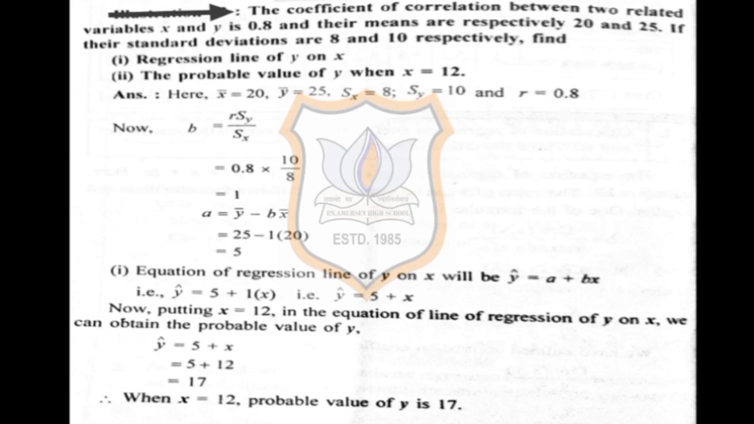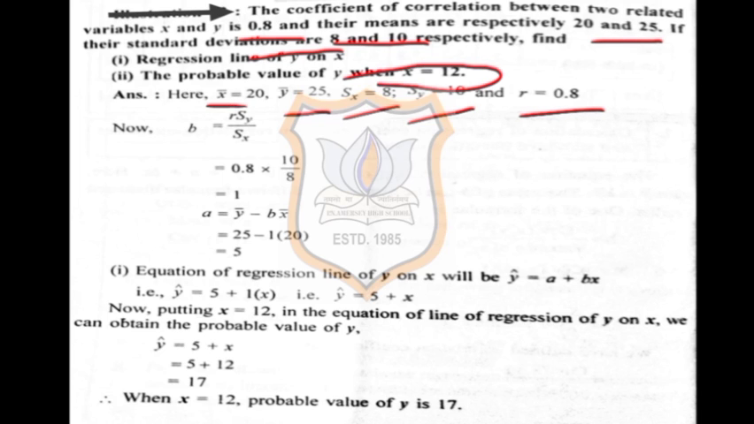The coefficient of correlation between two variables is 0.8 and their means are respectively 20 and 25. So we can take x bar as 20, y bar as 25. Standard deviations are 8 and 10. So we can take Sx as 8, Sy as 10. And correlation coefficient was 0.8, so r is 0.8. Now what we are supposed to find? Regression line of y on x and then the value of y when x is 12.